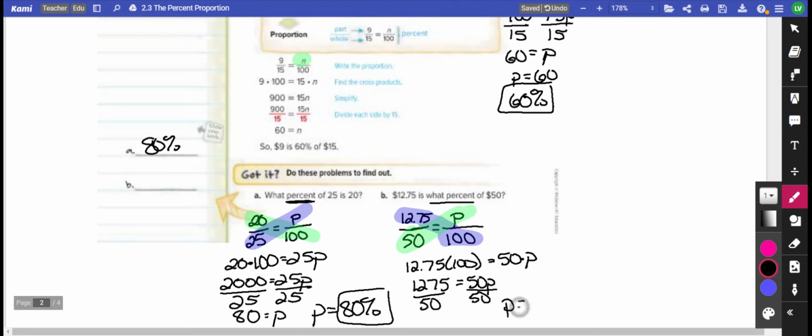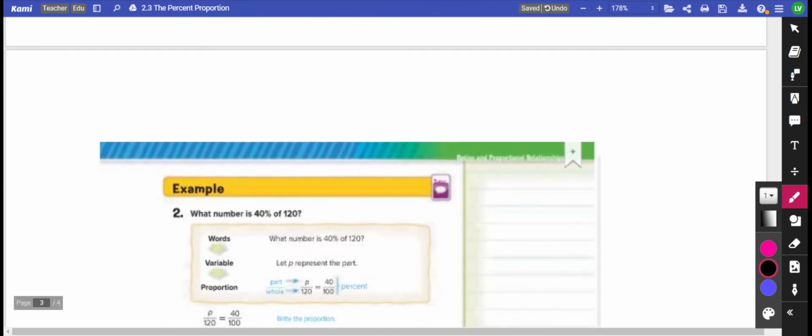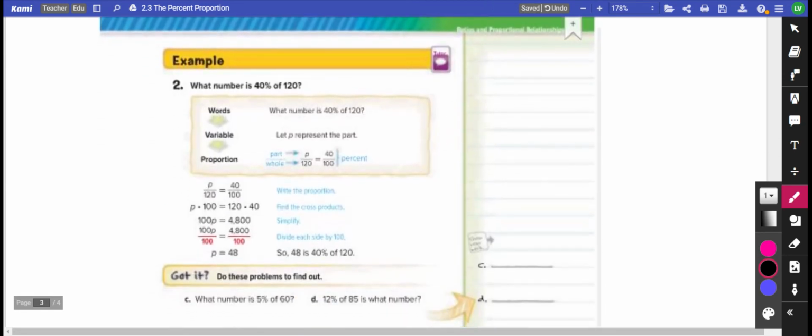So the percentage is 25 and 5/10%. Let's continue. Example 2. What number is 40% of 120? Well, when we're finding the what number is, that means that we're going to be finding the part.